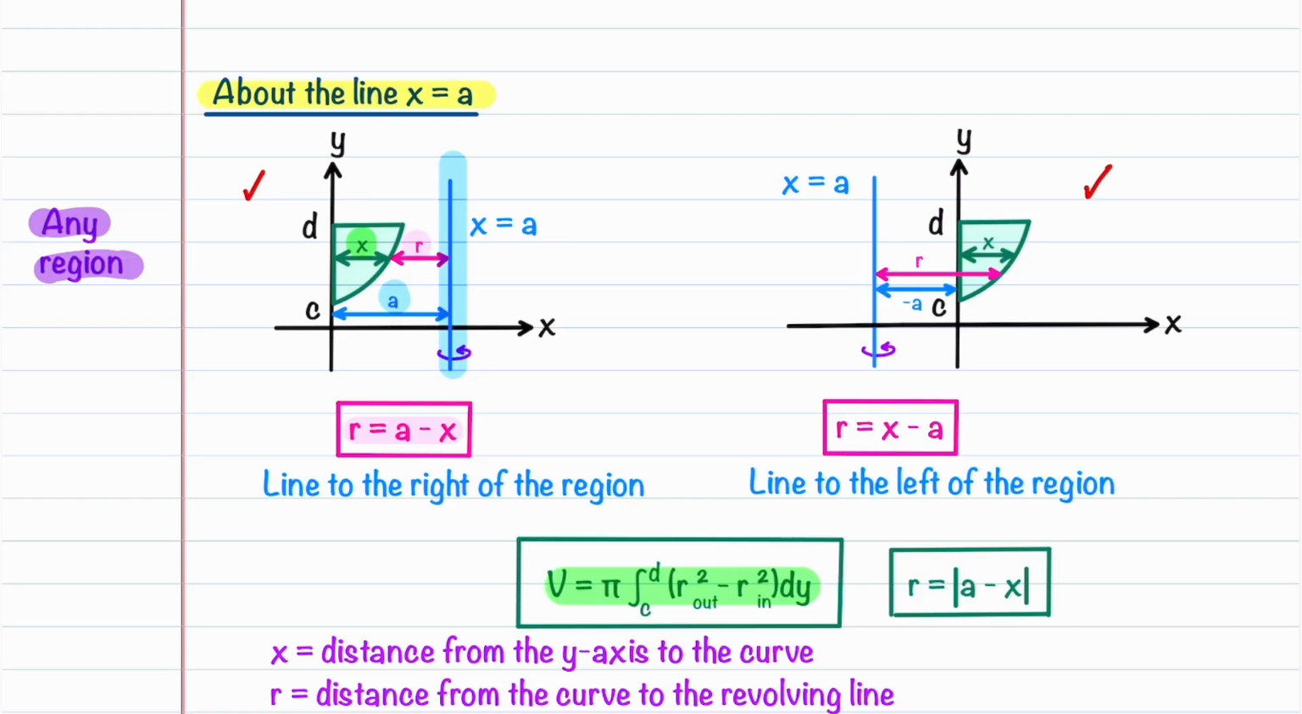In our second diagram, the line that the region is rotated about lies to the left of the region. Since this line lies to the left of the y-axis, a is negative, and the radius r is equal to x minus a. It's helpful with this formula to know that x is the distance from the y-axis to the curve, and then r is the distance from the curve to the revolving line. If you remember that, you don't need to memorize the formulas for the radius.